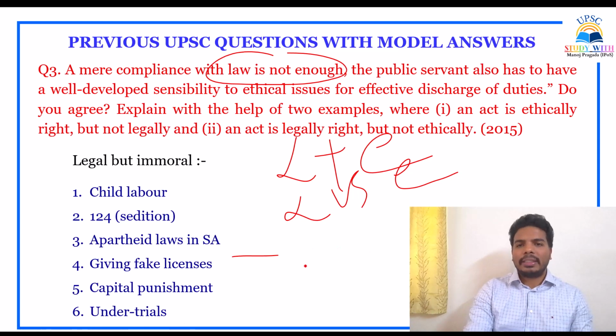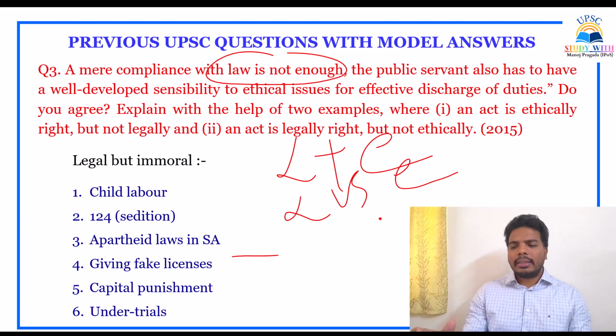Similarly, capital punishment. Many countries have capital punishment, and it is legal. But taking away someone's life is immoral. Similarly, under trials. Keeping someone in jail as an under trial is legal. But if you see, most of the under trials are poor. They have a very low socio-economic background. That is why they can't pay the bail amount, and that's why they are in jails.